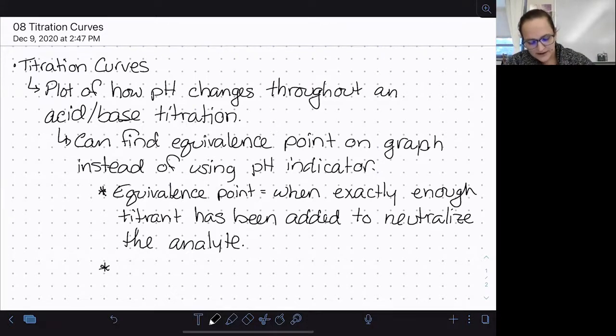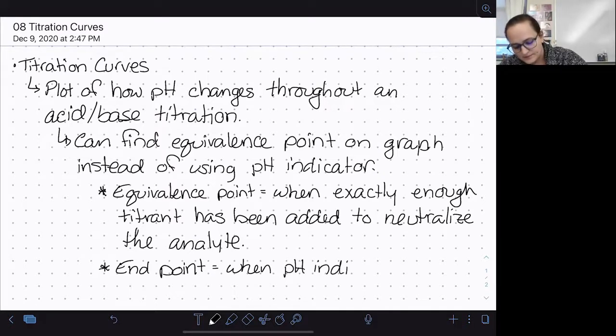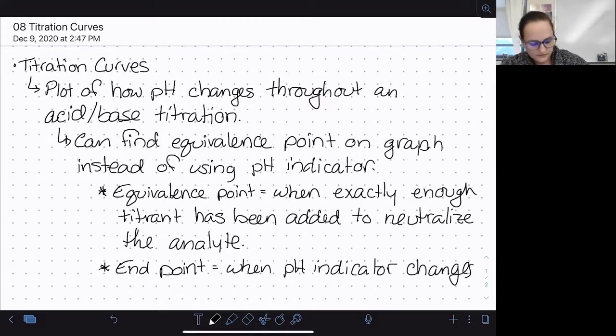This is actually slightly different than what we are actually detecting with a pH indicator, which is our endpoint. Our endpoint is when our pH indicator changes colors. In a well-designed titration, if you are using a pH indicator, your endpoint and your equivalence point will be very, very close together. So at our equivalence point, our pH is actually changing most rapidly.